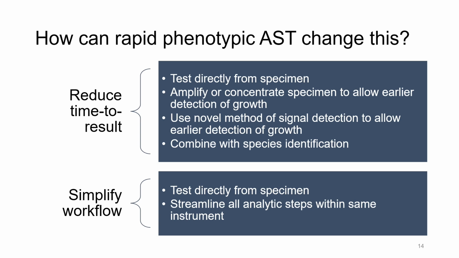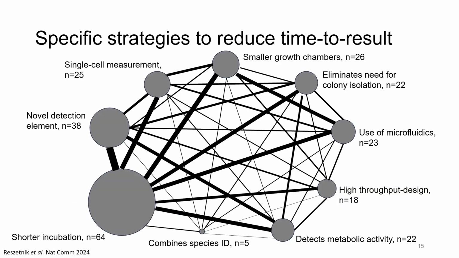And then in terms of simplifying the workflow, the core elements there really are to test directly from a specimen. So instead of having to isolate pure colonies from your initial specimen, just test directly from the blood, for example, or the urine, and streamline all the analytic steps within the same instrument.